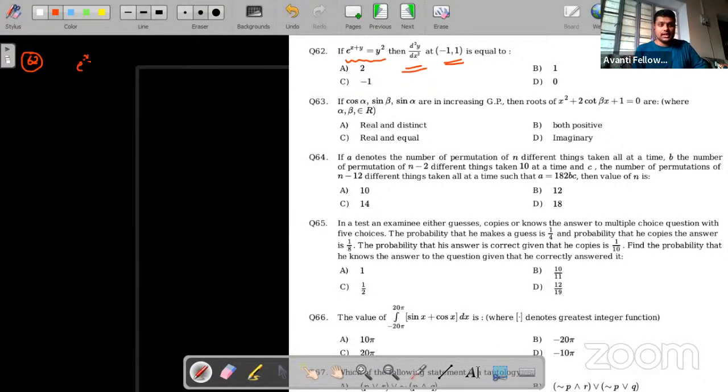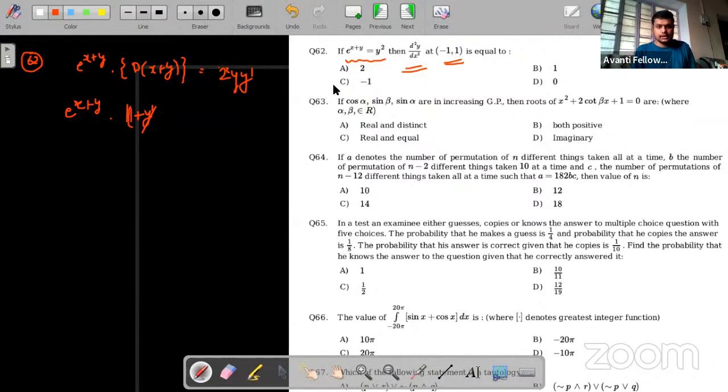So e to the power x plus y into the differentiation of x plus y, d of x plus y, I am writing so that you can easily understand, is equal to the differentiation of y square, because we are differentiating both sides. That gives 2y dash. Now I'll first solve the differentiation of x plus y. The differentiation of x is 1 and of y is y dash. So e to the power x plus y into 1 plus y dash.